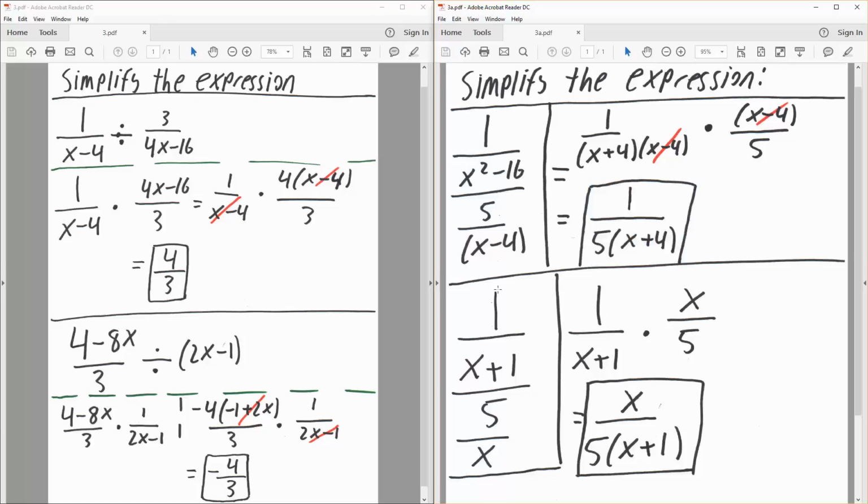Same thing as this. So 1 divided by x plus 1 divided by 5 divided by x. So we can rewrite this by saying 1 divided by x plus 1 times x divided by 5. And we can't really do much canceling here. So we would simply say x divided by 5 parentheses x plus 1. And this right here would be the final answer.